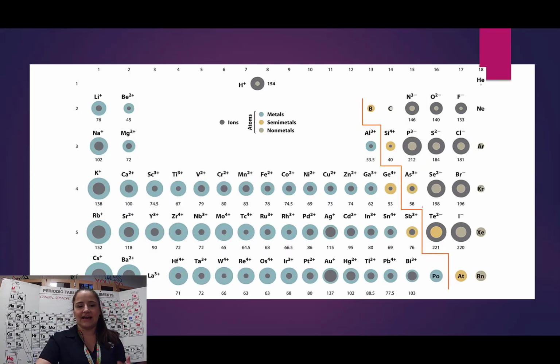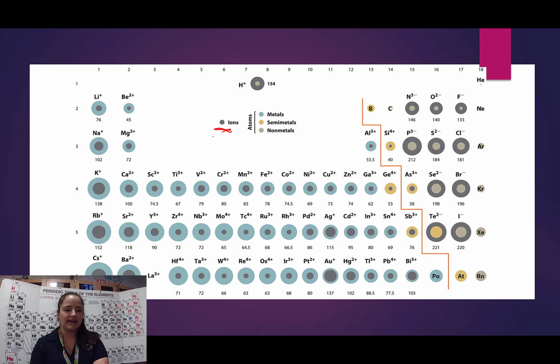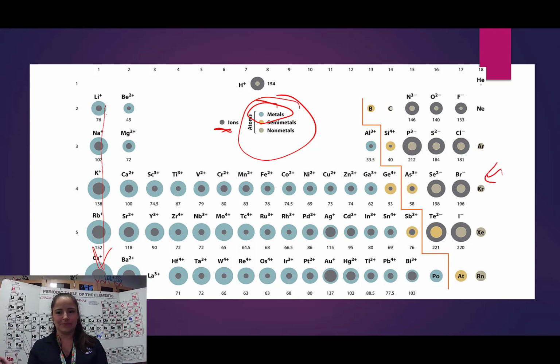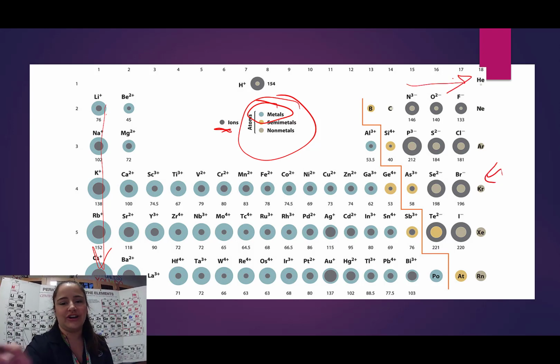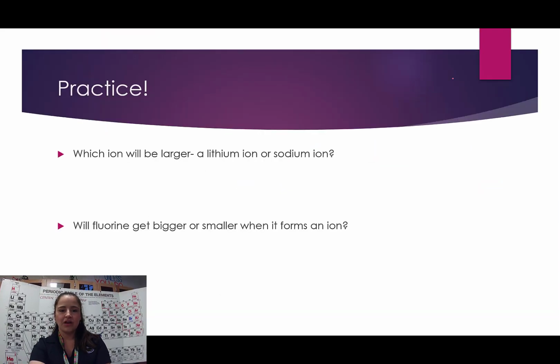But you can kind of see that here with the metals. The gray circles are representing the size of the ion. So you can see the size of the ion getting bigger, but all being smaller than the size of the metal atom. Whereas within the nonmetals, the ion is bigger, but again, the general trend is still the same as atomic radius. Okay. So, which ion will be larger?